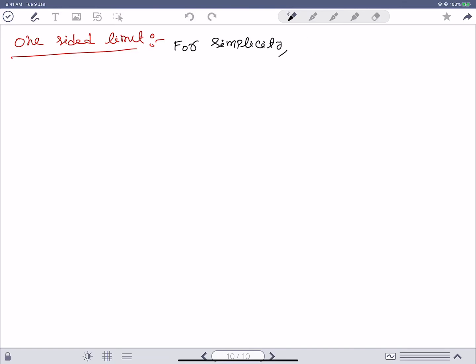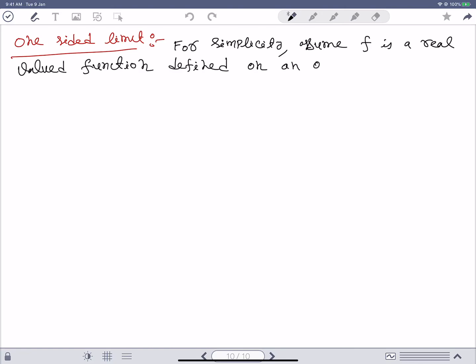just assume f is a real valued function which is defined on an open interval (c, d), for some c, d belonging to R. Now if f is a real valued function defined on an open interval (c, d), then we can talk about the right hand limit at c.